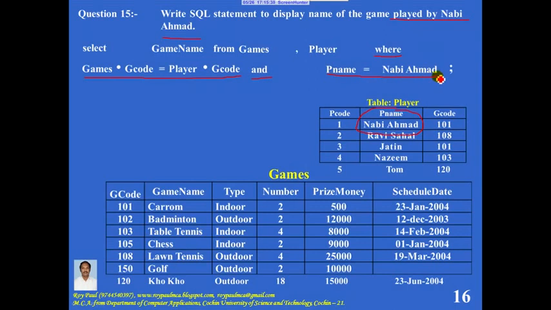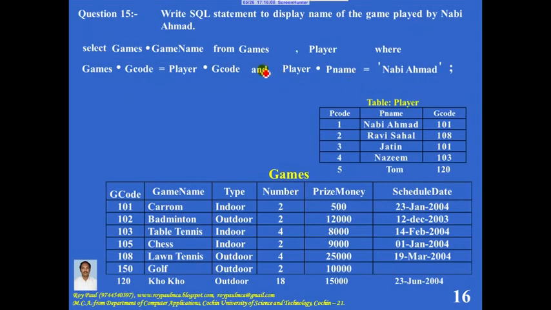Now, if you want, you can do like this. When you retrieve data from multiple tables, if you want, the column name can be written as table name dot column name so that it is a little more clear. So this may be written as games.game_name. Similarly, pname, if you want, you can write it as player.pname.